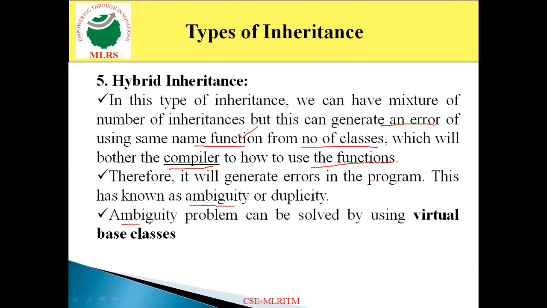This ambiguity problem can be solved by means of one more thing, that is nothing but the virtual base class. We'll discuss this virtual base class in the upcoming session. So this is nothing but hybrid inheritance.